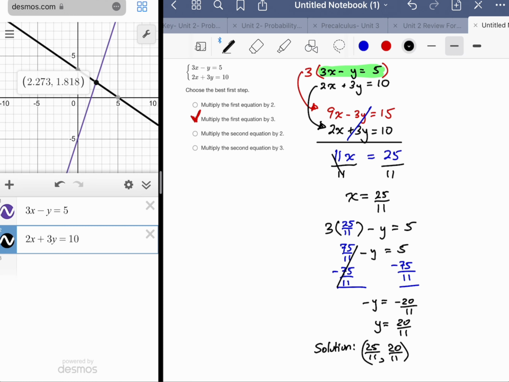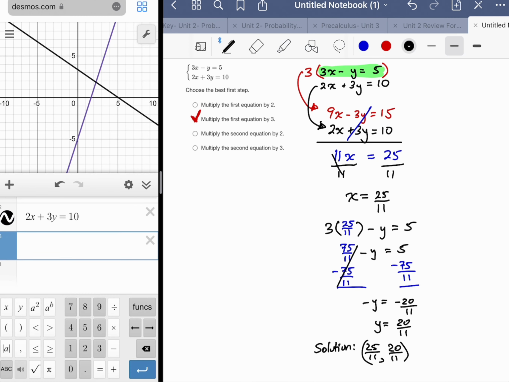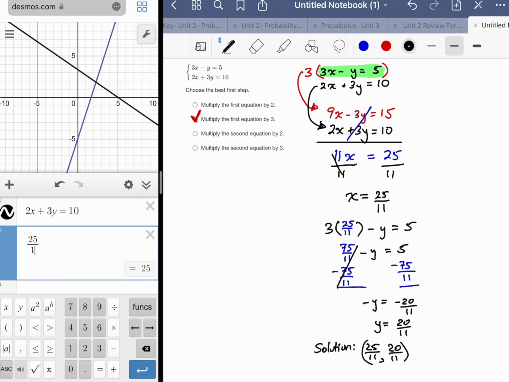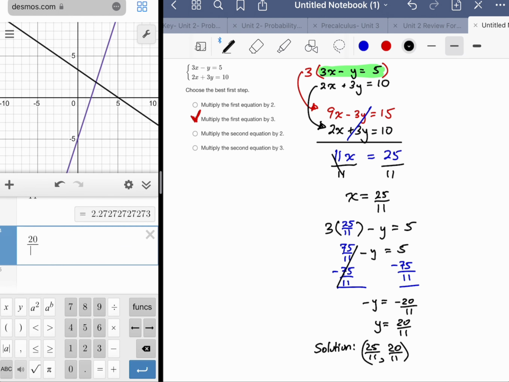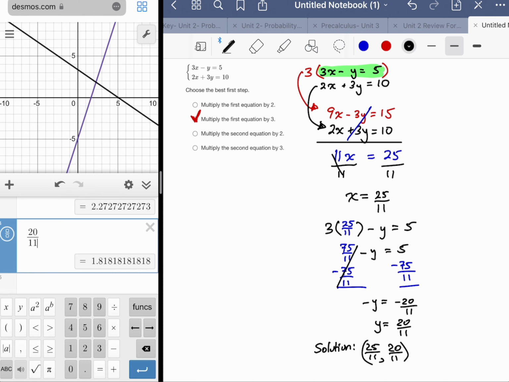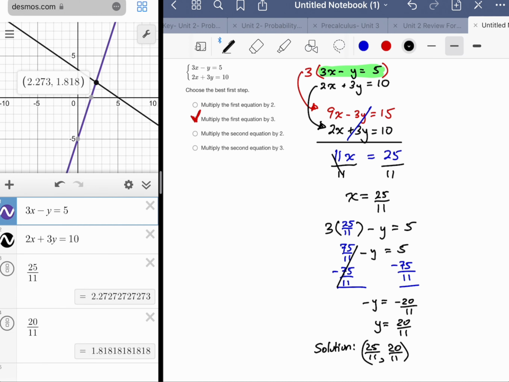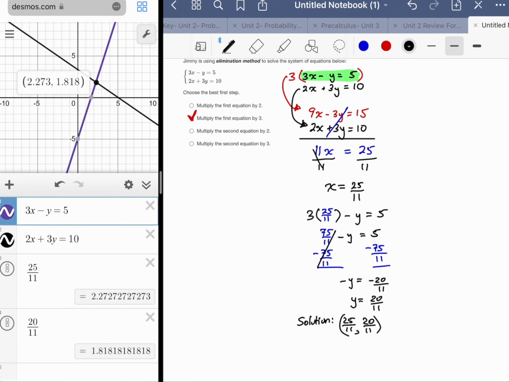2.273, 1.818. Even if it's multiple choice, you're like, all right, 2.273, I don't know what that is. 25 over 11, 2.273. All right, 20 over 11, 1.818. Right, so same values, just rounded. But that's the idea. They give you the choices in fraction form. You just convert their fractions to decimals, and then you have it. Right, so it's really not too bad.